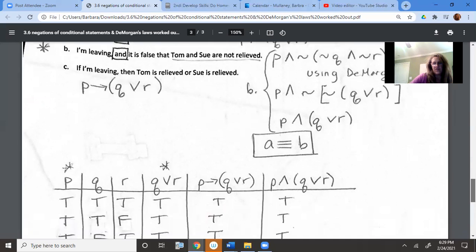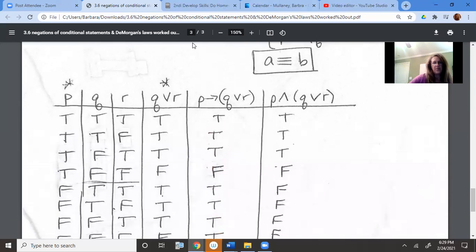So I'll just scroll down. We're going to set up our columns. We have P, Q, and R. And these are the two statements in the last two columns. We have statement C, and then we have statement A and B in the last column. And when I break it down, I need this Q or R here. And both of these statements rely on that column.